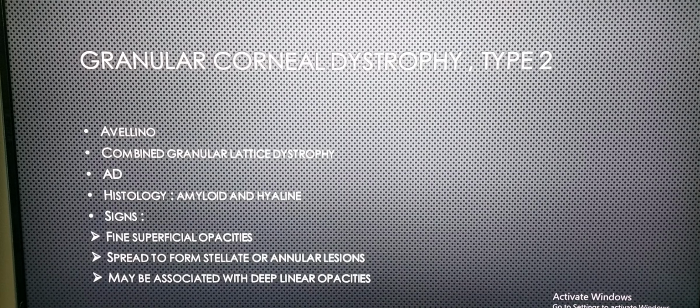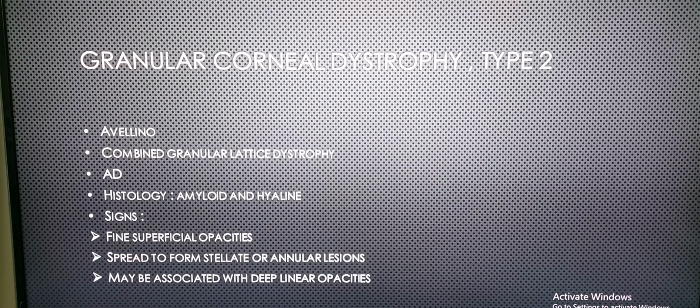This is also known as type 2 granular corneal dystrophy, Avellino dystrophy, or combined granular-lattice dystrophy. The inheritance pattern is autosomal dominant. Histology shows amyloid and hyaline because it is combined: amyloid in lattice and hyaline in granular. Signs show fine superficial opacities. They spread to form stellate or annular lesions.